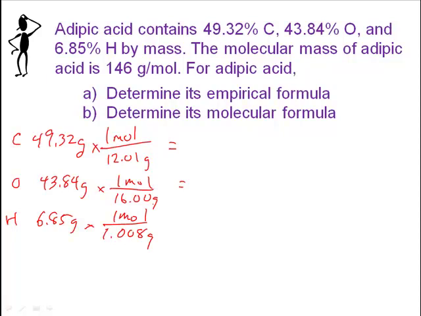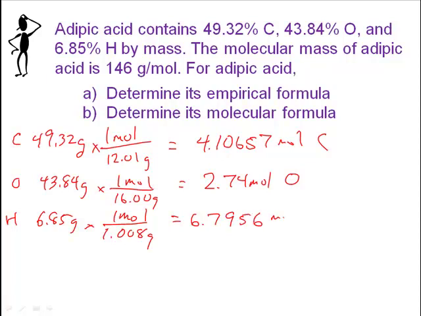So we take our 49.32 divided by 12.01. This gives us, is that right? Yeah. 4.10657. And then our 43.84 divided by our 16. And this gives us our 2.74 moles. Again, this is moles of carbon, moles of oxygen, and then our 6.85 divided by 1.008 equals our 6.7956 moles of the hydrogen.